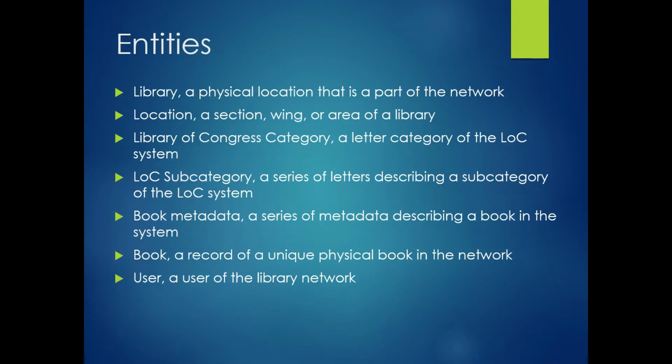So our entity started off with a library, which is the physical location of the building. Then we have a location, which is inside the library, which is a section or wing. Then we have the Library of Congress category and subcategory, which is a letter category and then a series of letters describing the subcategory. And then we had the book data, which stored ISBN, author, publication date, and then the physical book, which is unique to every book, and then the user, which uses the library network.